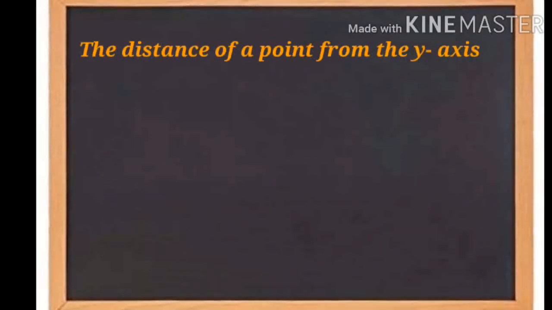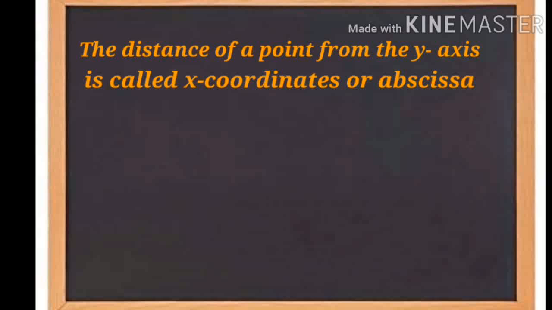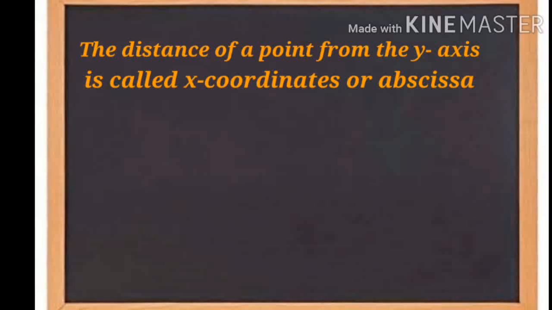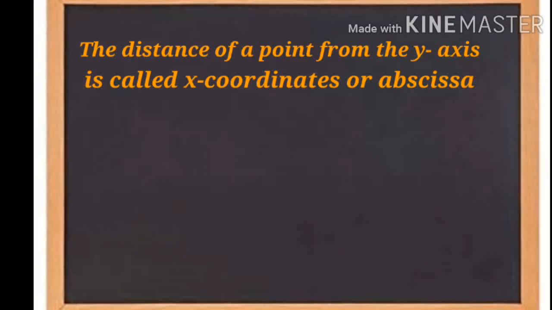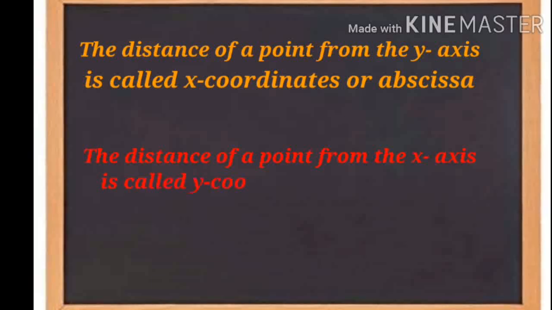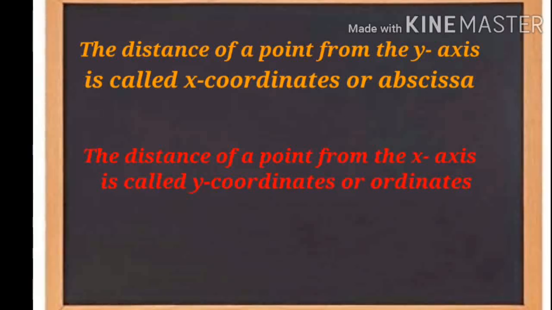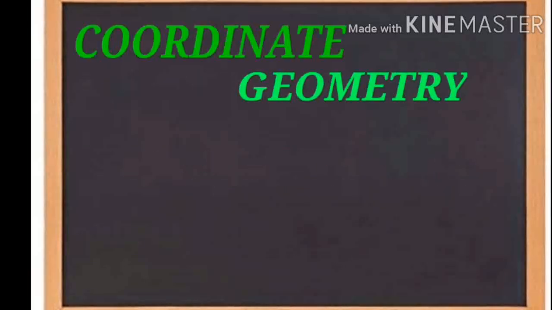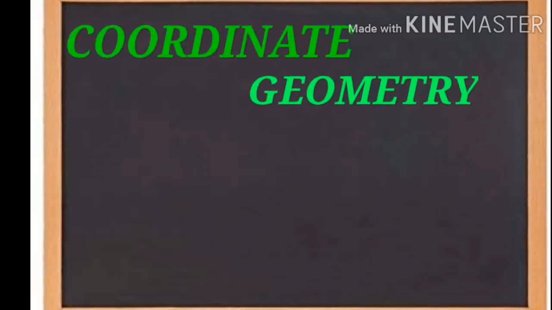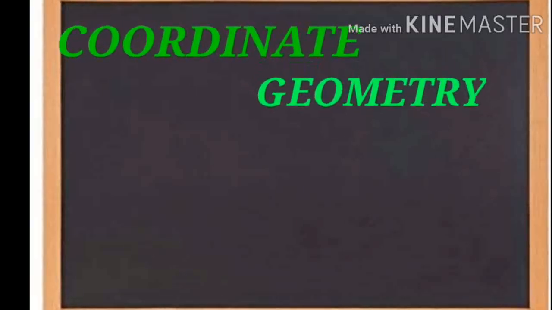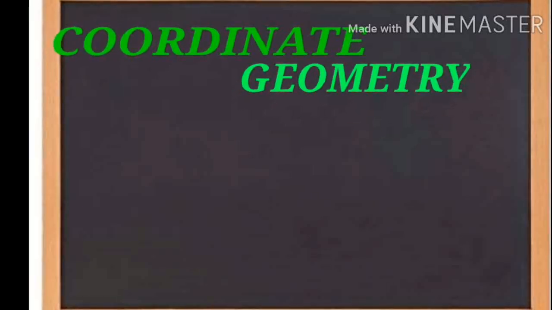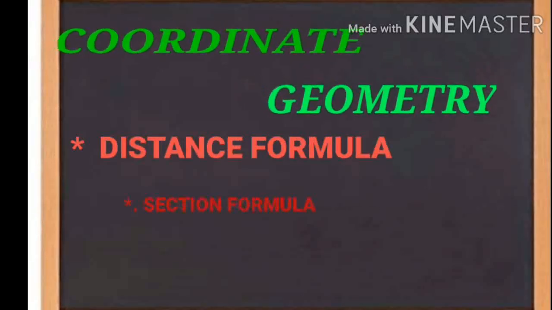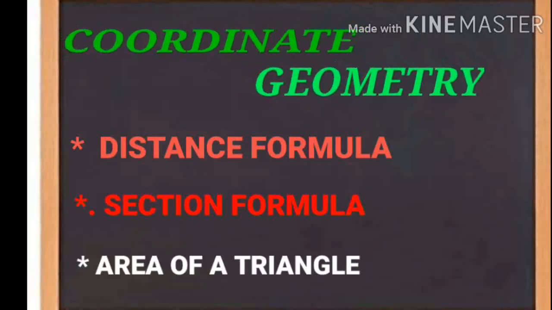The distance of a point from the y-axis is called the x-coordinate, or abscissa. Like that, the distance of a point from the x-axis is called the y-coordinate, or ordinate. This is all about the introduction of coordinate geometry. Now, in this chapter, we will learn about the distance formula, section formula, and area of a triangle.